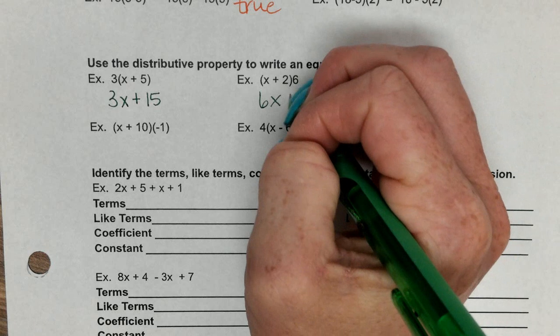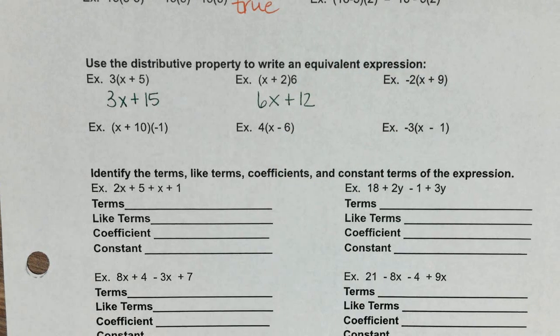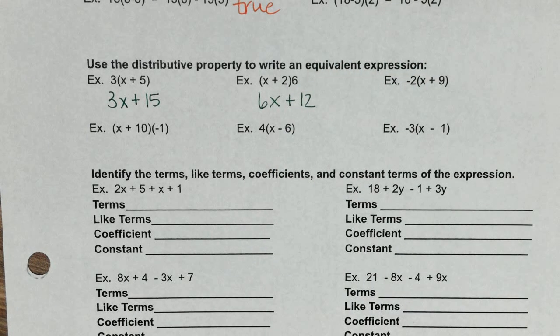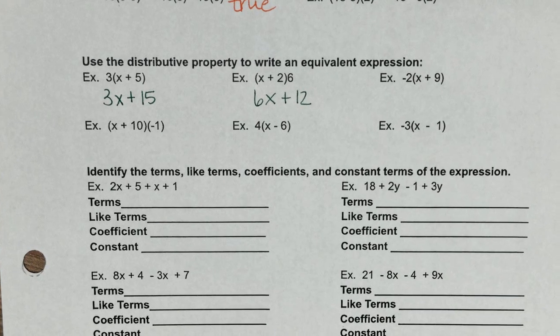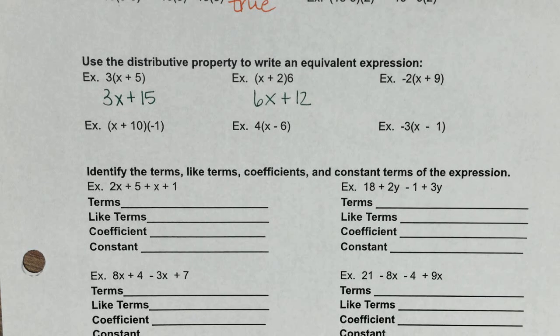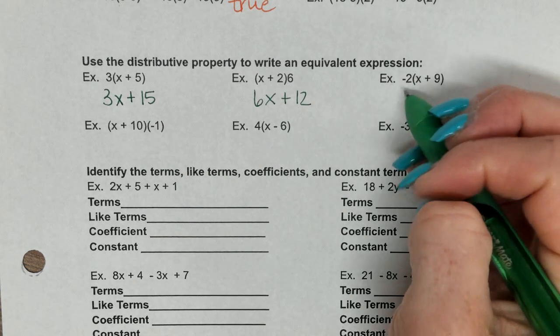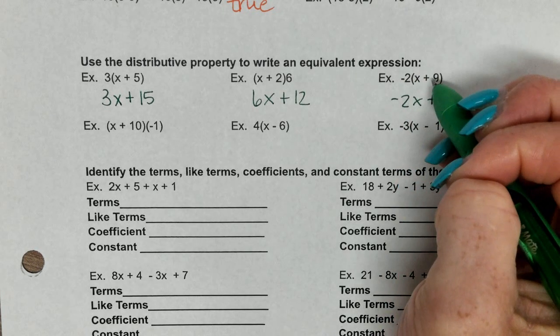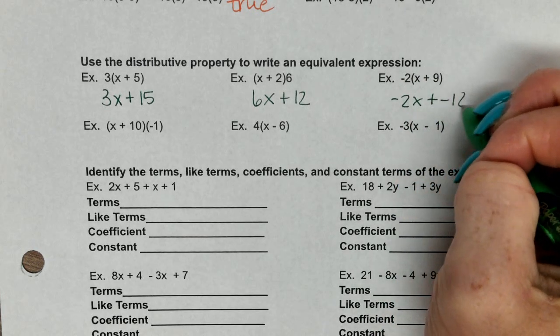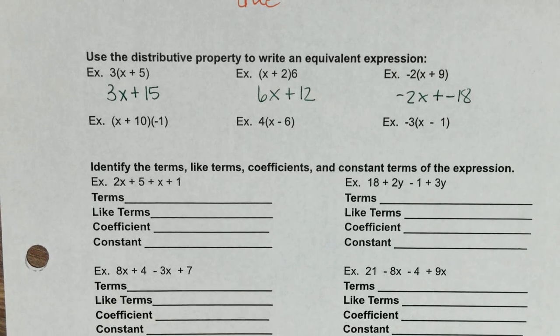What'd you get? 6x plus 12. Okay, on the last one, distribute the negative 2 to the x, so negative 2x plus, what's negative 2 times 9? Negative 18.